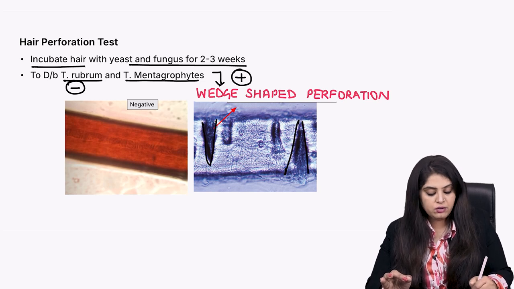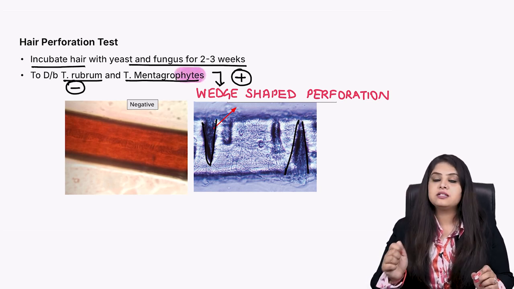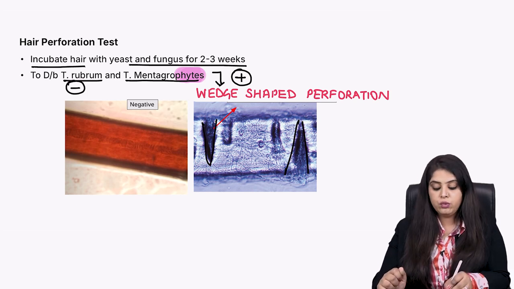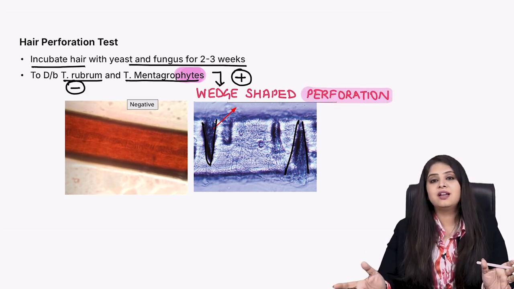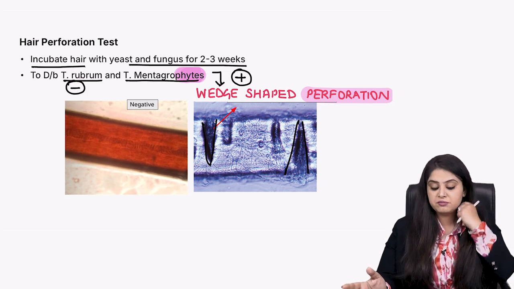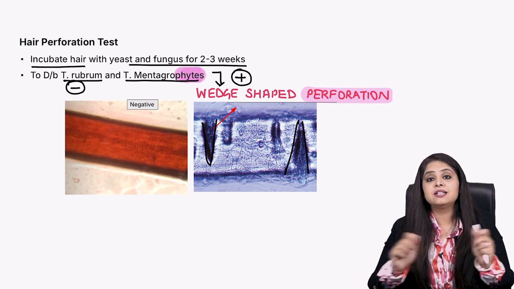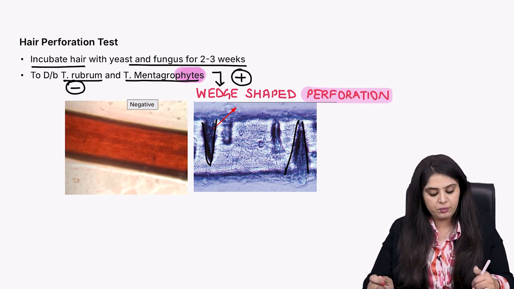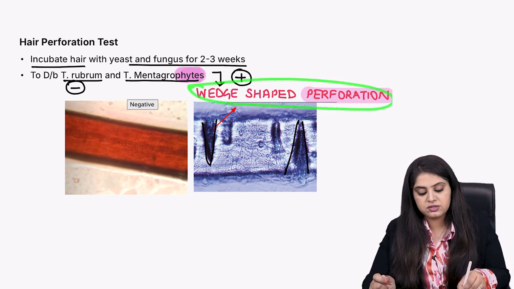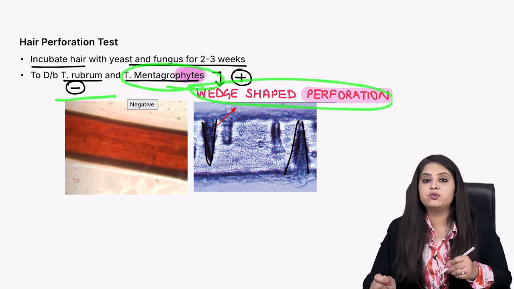Please note, mentagrophyte, it is ready to fight. So anyone who's ready to fight is going to tear apart everything. Very violent mnemonics coming up in this video, but nonetheless, mentagrophyte is ready to fight and far dega. It is going to perforate, it is going to tear open. So the hair perforation test is positive in mentagrophyte, not in rubrum.